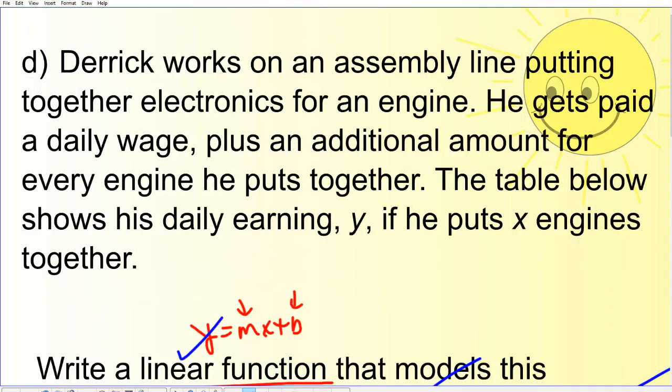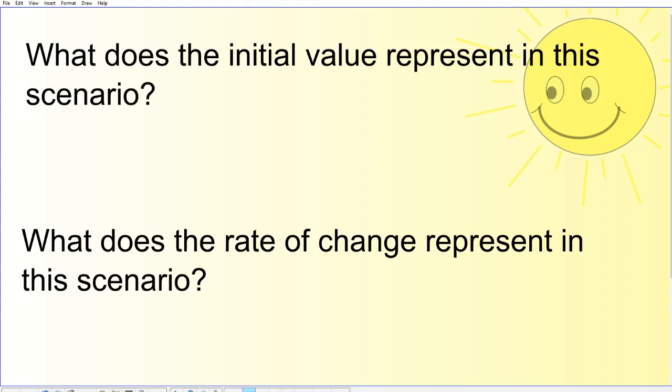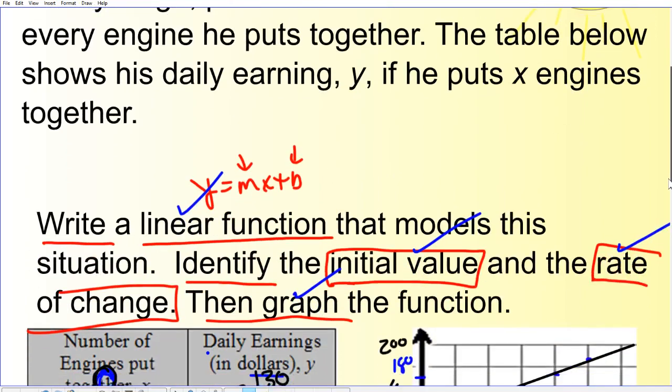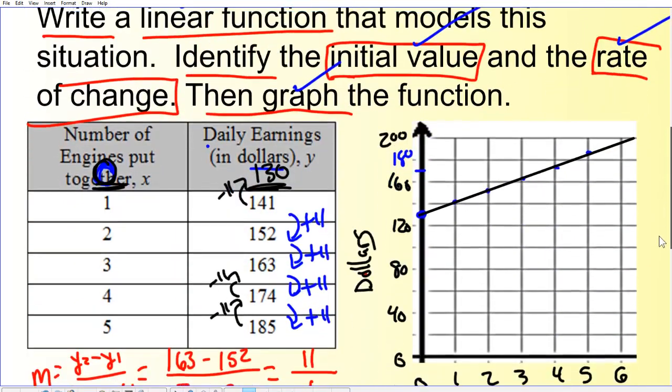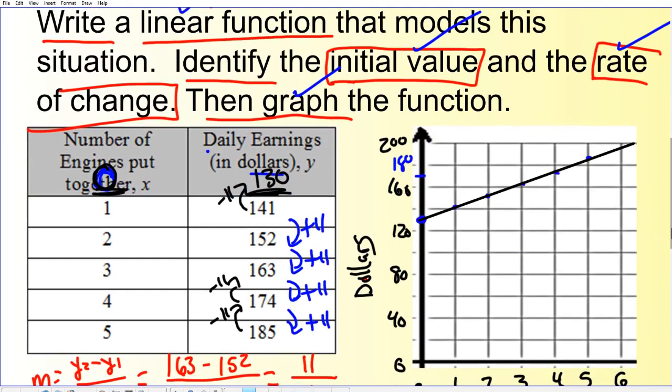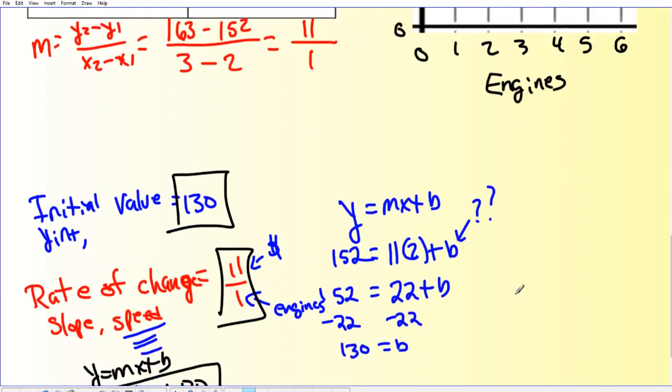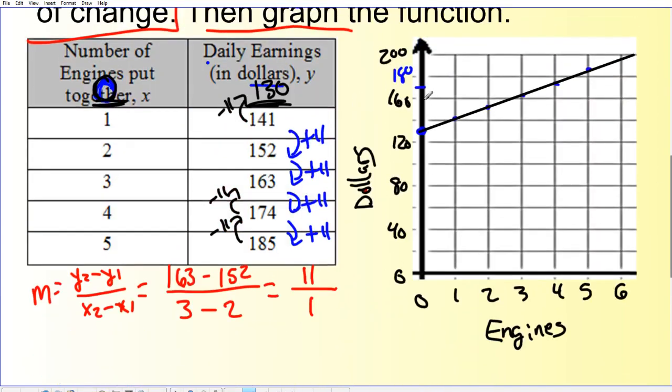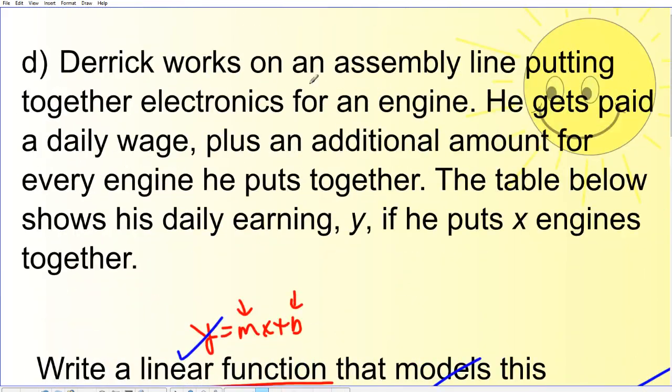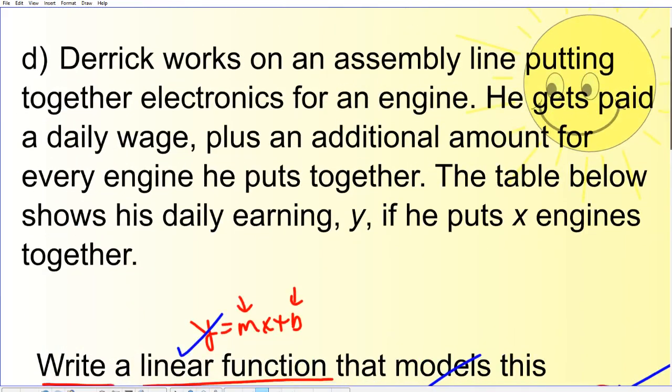Ooh, we got some problems based off of this. Okay, so it says, what does the initial value represent in this scenario? So let's go back. In my scenario here, what is the initial value? We said the initial value was 130 bucks. We also said it's the y-intercept. Okay, so what does that number mean in terms of Mr. Derek here and him making money putting engines together?